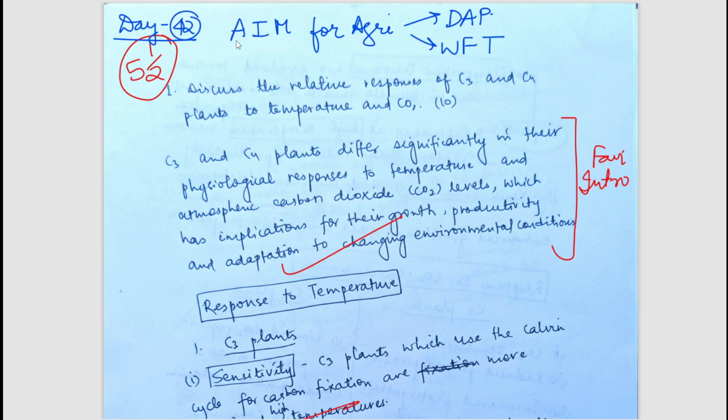So let's start. The first question is, discuss the relative responses of C3 and C4 plants to temperature and CO2. And a similar question was asked, I think, in the previous year paper of UPSC, in 2023, in the last year. So we will see how the student has approached the answer.